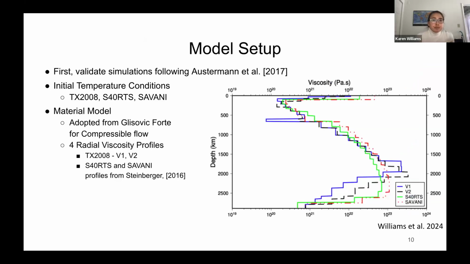The material model we use is primarily adopted from Glišović and Forte 2015. We employ 4 different radial viscosity profiles, 2 for TX2008, V1 and V2, which are largely similar in the upper mantle, the main difference being this low viscosity notch in the transition zone in V1, which is used to uncouple the upper and lower mantle flow. For tomography models S40RTS and Savani, a depth-dependent viscosity profile is chosen specific to each tomography model, and those are from Steinberger 2016.